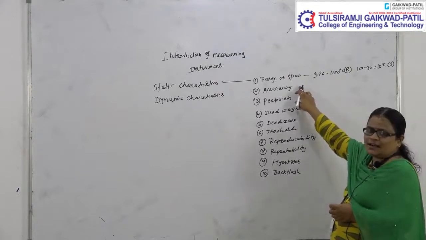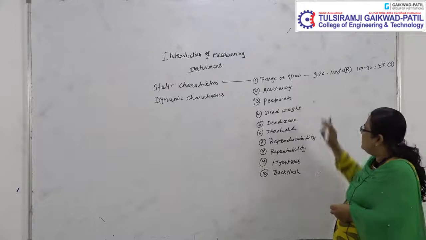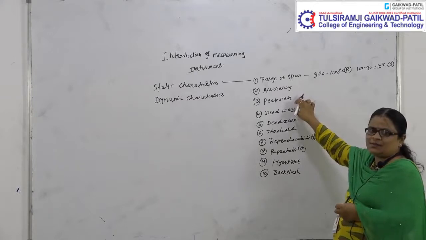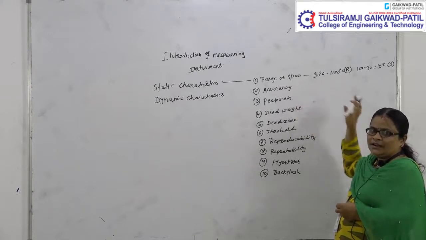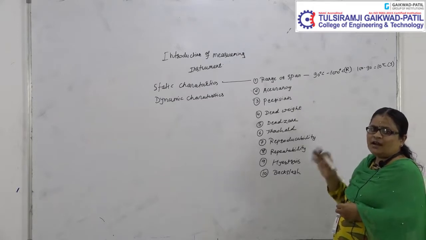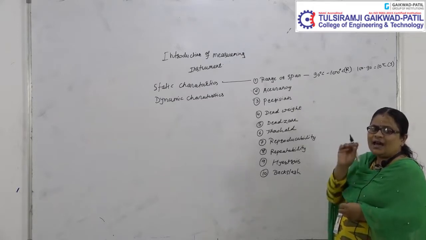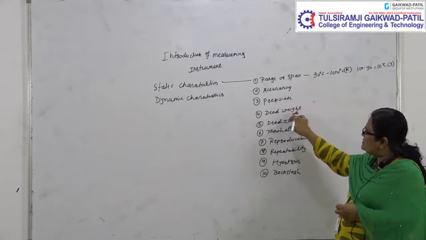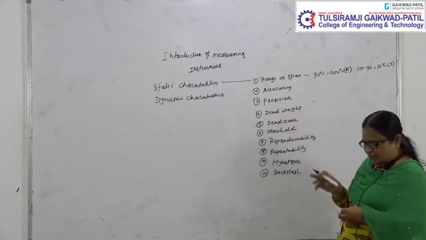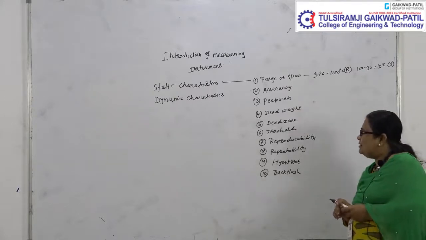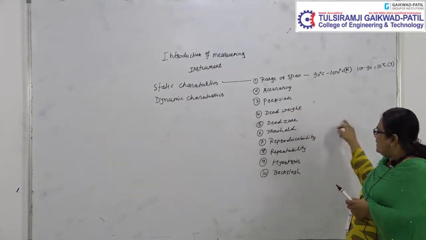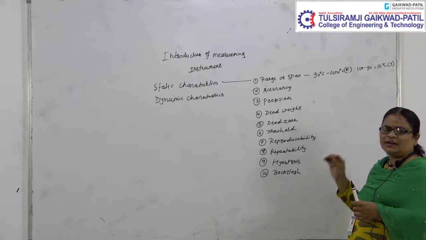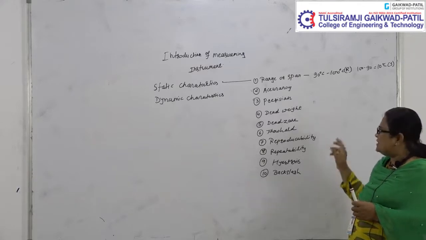Next is accuracy. The accuracy is explained with respect to the actual value of the instrument, and the precision is used as the repeated value of the instrument. You have to take 10 readings, take the average, and the average value is called the precision reading. Next is dead weight. The weight is written in the form of values, it is called a dead weight. Dead zone is a zone in which the instrument cannot work or the instrument is delayed, that is called a dead zone.